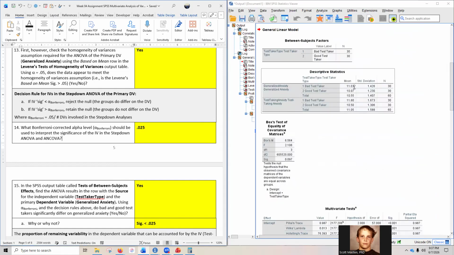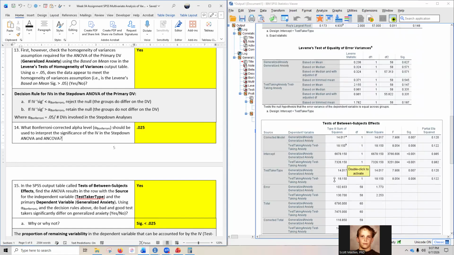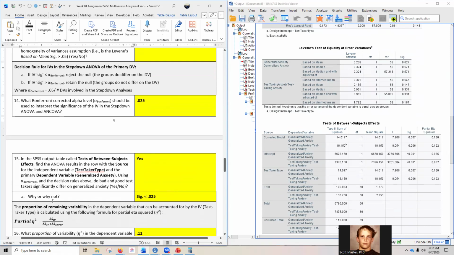For generalized anxiety, bad test takers had a mean of 11.03. Good test takers had a mean of 10.07. This difference of about 1 is statistically significant, meaning bad test takers had higher generalized anxiety than good test takers. That is what this test tells us. So why would we conclude that bad and good test takers differ on generalized anxiety? The simple answer is that our sig value here is less than 0.025. That's the simple and shortest version.